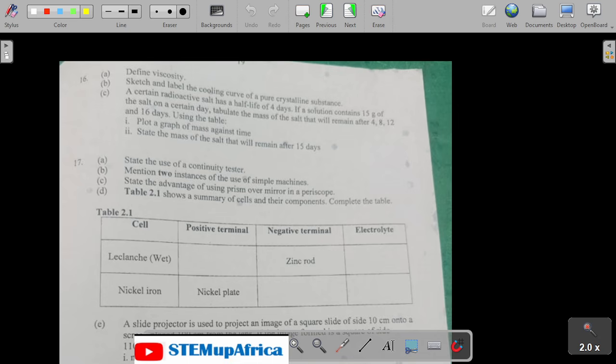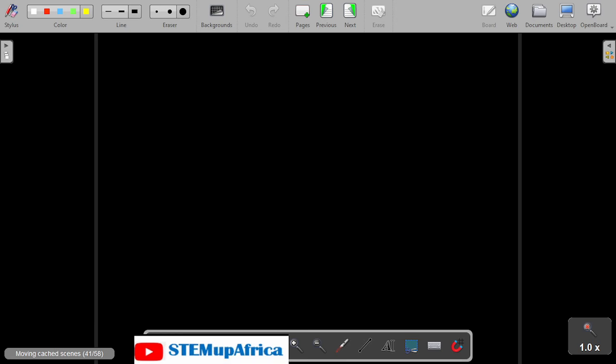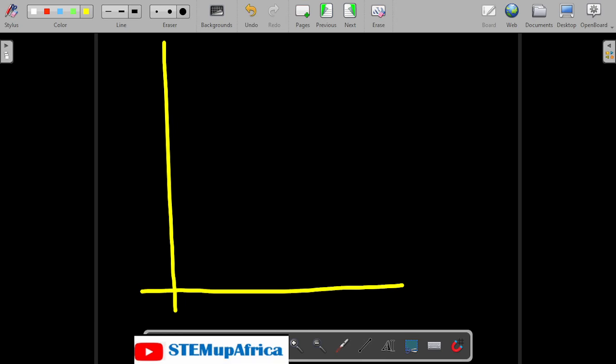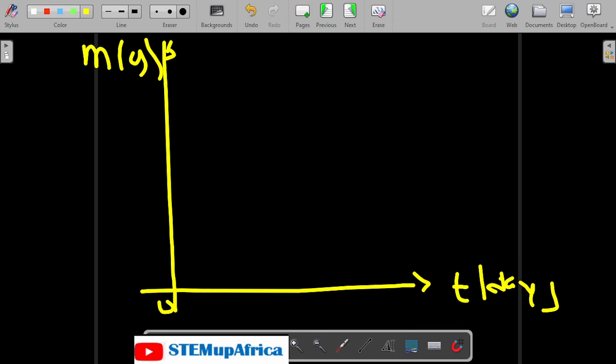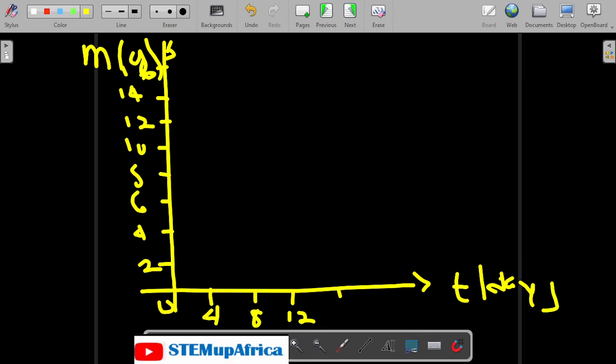Not only that, he said you should plot mass against time. So I'm going to draw the graph. Here is the time in days. Here is the mass in grams, starting from 0. So you can use 2 cm to 2 units. We're going to have 2, 4, 6, 8, 10, 12, 14, and 16. For the mass, I can use 2 cm to 4 grams: 4, 8, 12, 16, and 20. So you can stop it here.